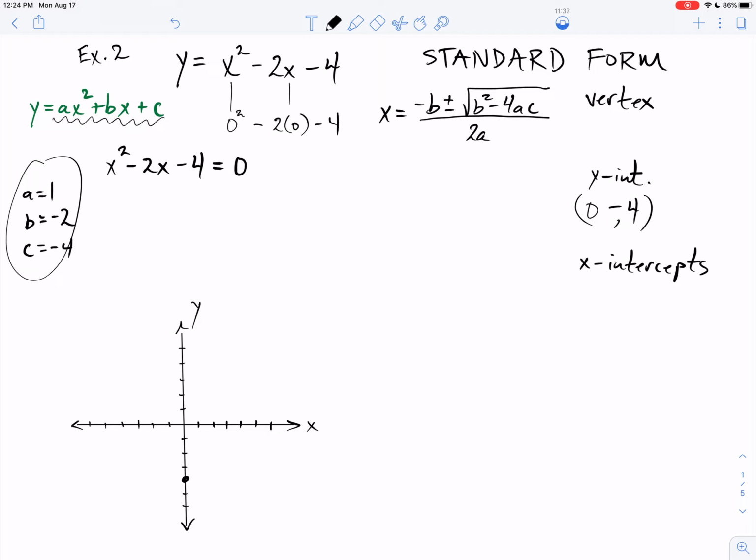Now, I would do negative b, so a negative b is 2, plus or minus the square root of b squared. If I square negative 2, I get 4. Minus 4 times a times c, all over 2 times a. And then what do I get in here? I get myself a 20, it looks like. So I get 2 plus or minus the square root of 20, over 2.